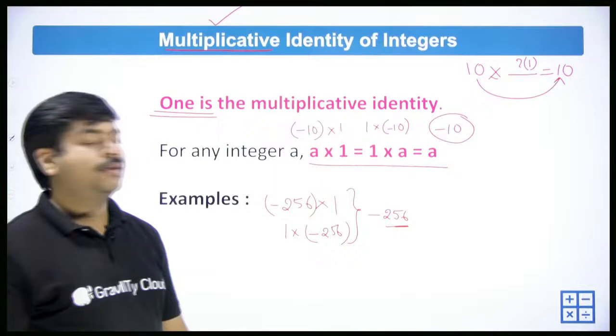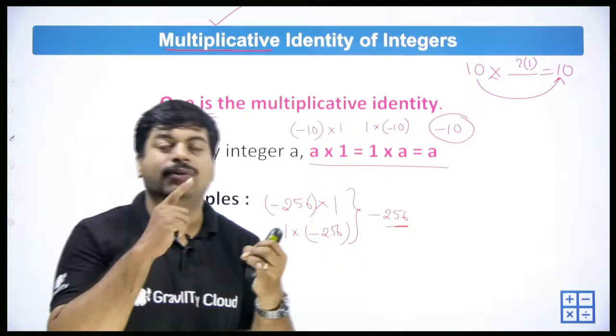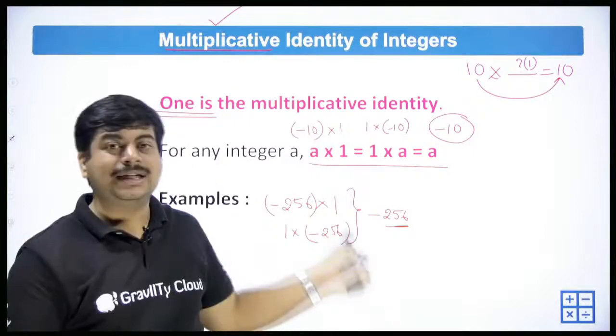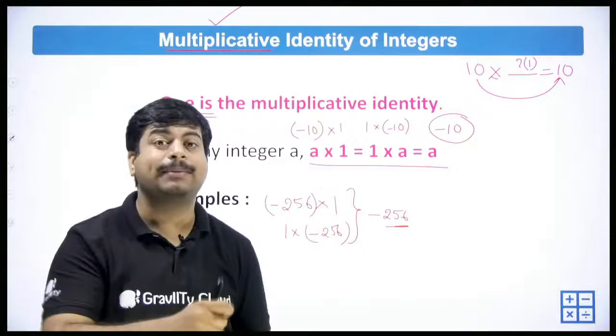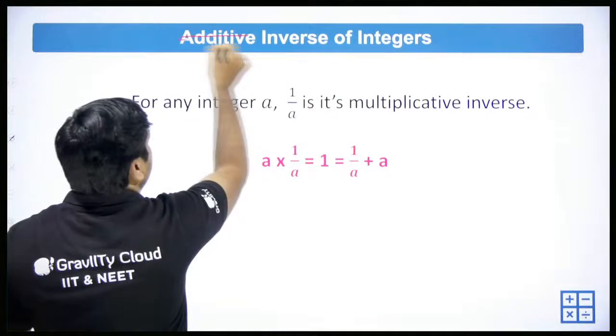Multiplicative identity. We discussed additive identity, which is 0. Additive inverse, which for A is minus A. Multiplicative identity, which is 1. In the same way, the next thing we have is the multiplicative inverse. Okay, before that we have additive inverse. I'm so sorry, this is not additive inverse. This is the multiplicative inverse.